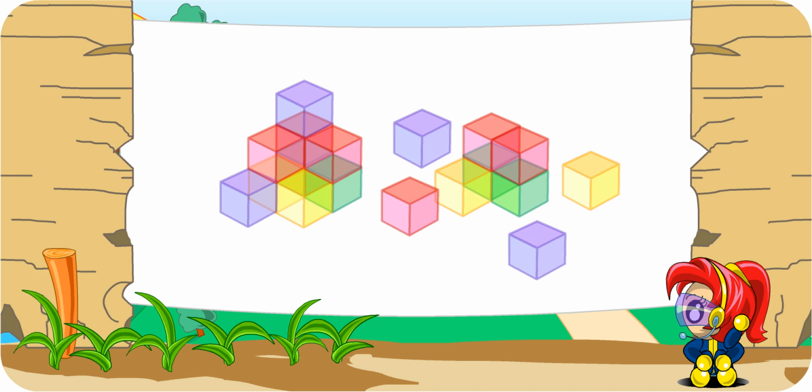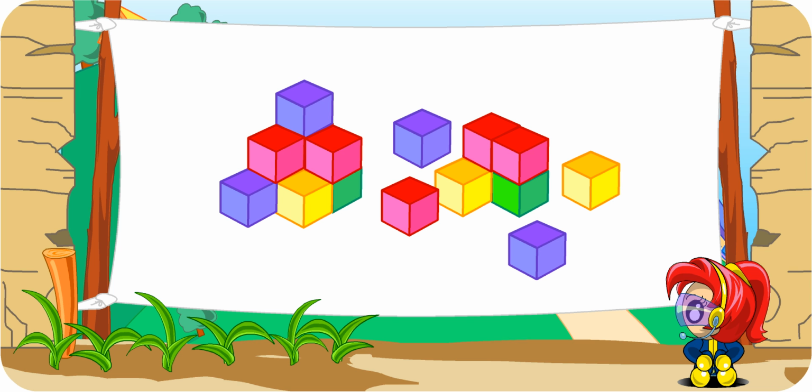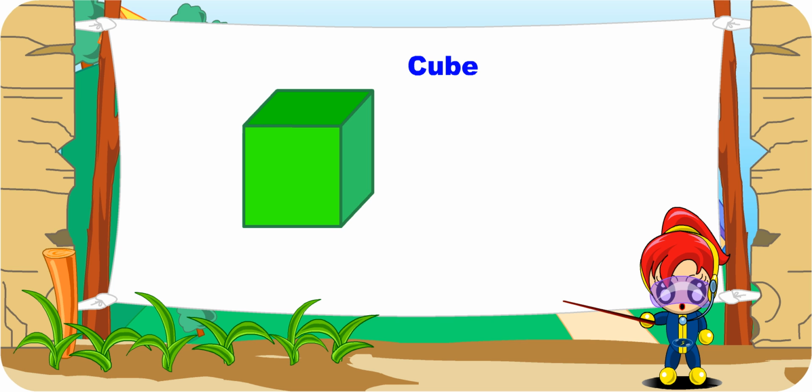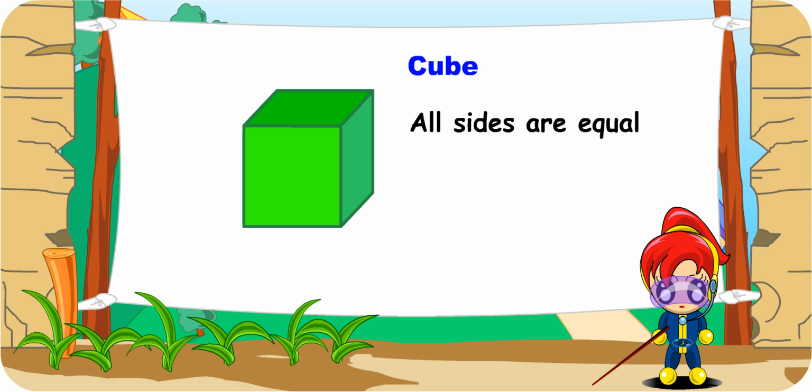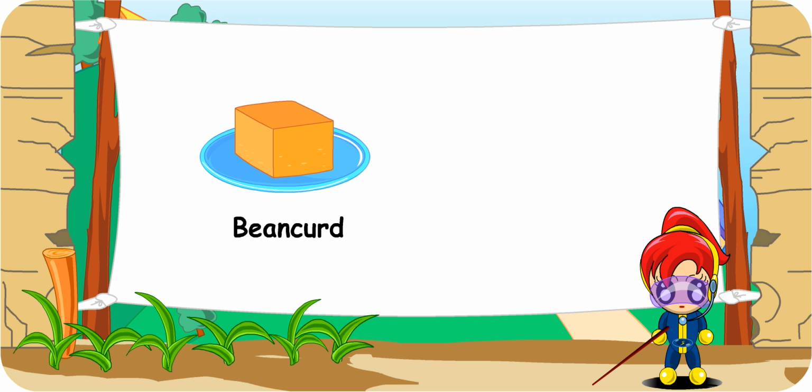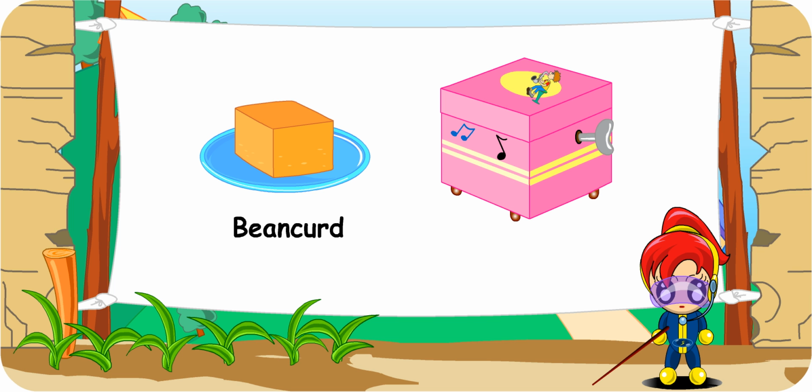Today, we're going to learn about identifying cuboids and formation of cuboids. Wow, it sounds so interesting. But before we go on, do you know what is a cube? Of course, I have learnt it before. In a cube, all sides are equal. As all the sides are equal, the faces of a cube are actually squares. There are many objects around us that are cubes, like this piece of bean curd and this music box.